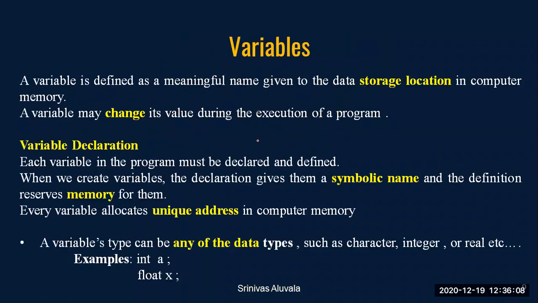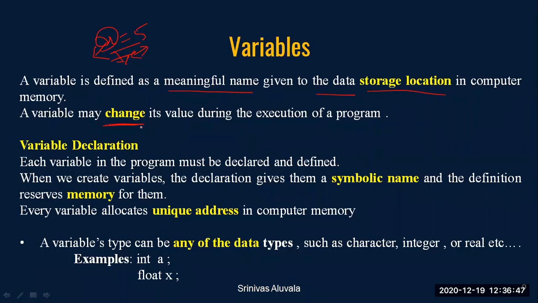Then coming to what is a variable. Say now in my program I write x equal to 5. What is this x? This x is a variable. A variable is a meaningful name given to the data, and it has a storage location in the computer's memory. So as I told you, it is going to be stored in the memory of the computer. And this x, its value may change. That's the reason why I'm calling it a variable.